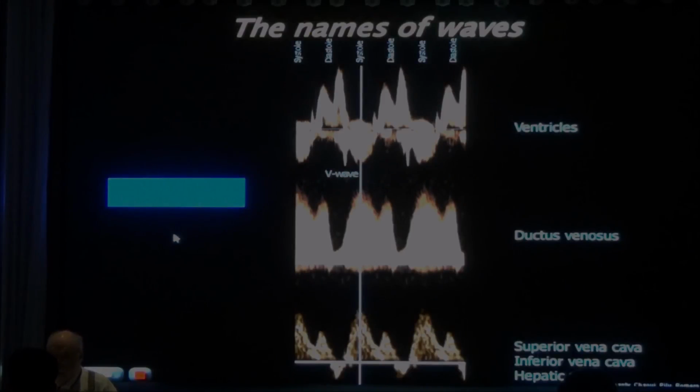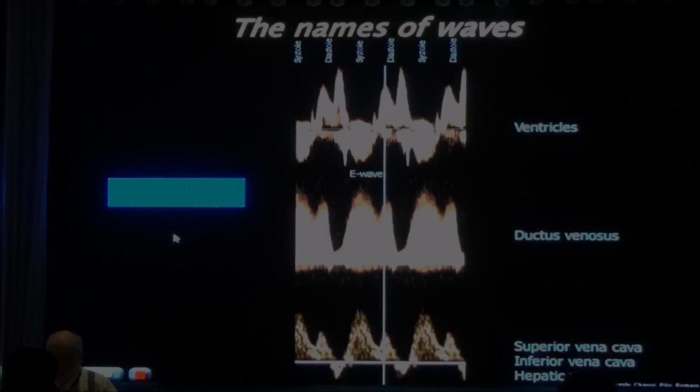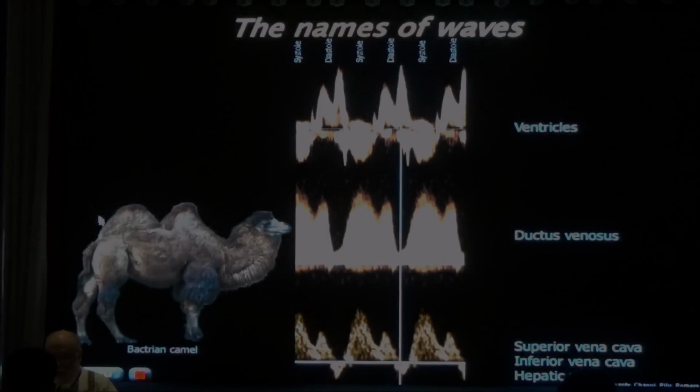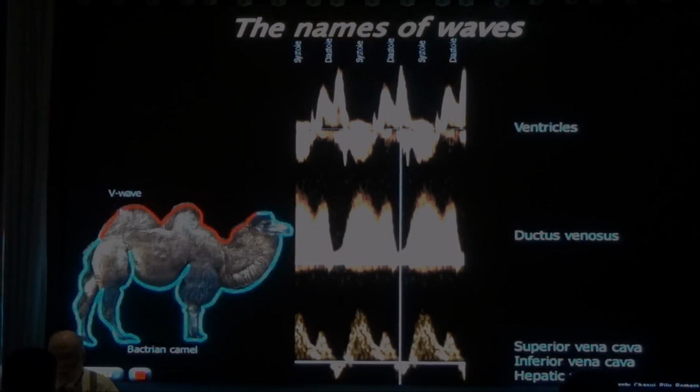So V is for ventricular systole, E wave, A wave, and I was in Mongolia. In Mongolia, there's this cute little camel called the Bactrian camel. And remember, the Bactrian camel has two bumps. This is the V wave, this is the E wave, and this is the A wave. So I ask you to find in my tracing, where is the camel?